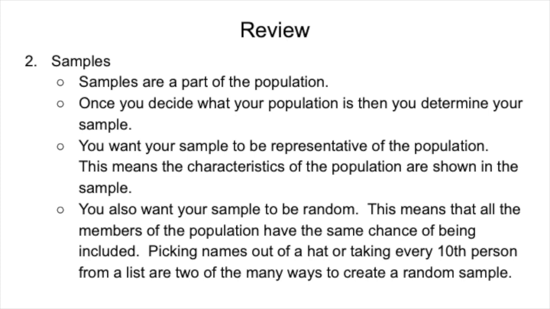Samples are part of the population. Once you decide what your population is, then you determine your sample. You want your sample to be representative of the population. This means the characteristics of the population are shown in the sample. You also want your sample to be random. This means that all the members of the population have the same chance of being included. Picking names out of a hat or taking every 10th person from a list are two of the many ways to create a random sample.